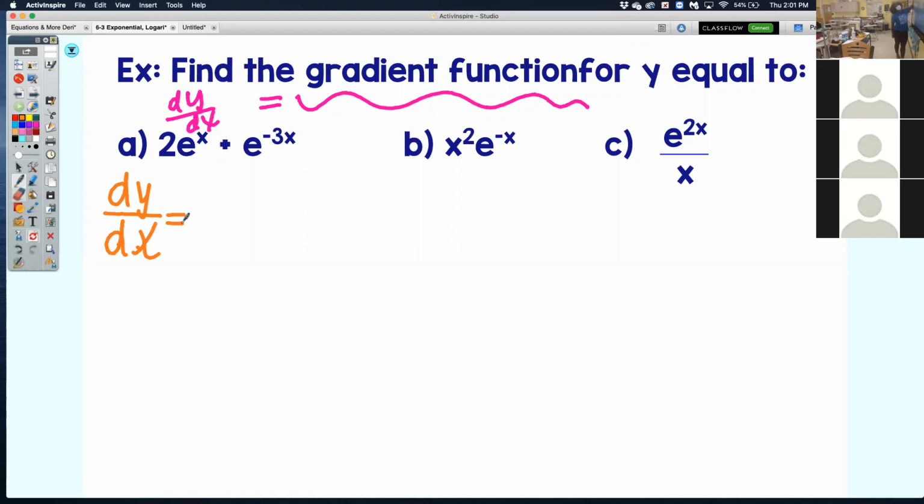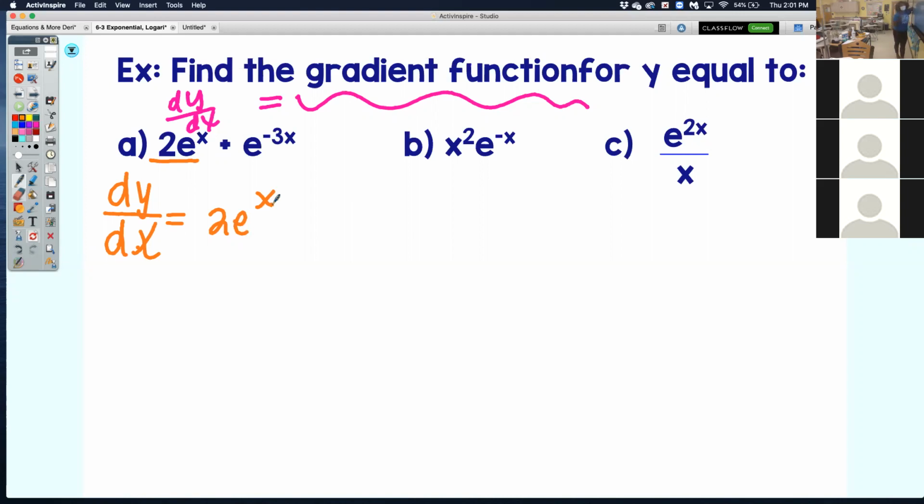All right, so we're finding the derivative of a. That's 2e to the x plus e to the negative 3x. Remember, the sum and difference rule basically says when you have multiple pieces added or subtracted from each other, you just take the derivative of each individual piece. So take the derivative of 2e to the x. What does that become? 2e to the x. Remember, this is nothing but 2 times e to the x. It's a constant multiple rule.